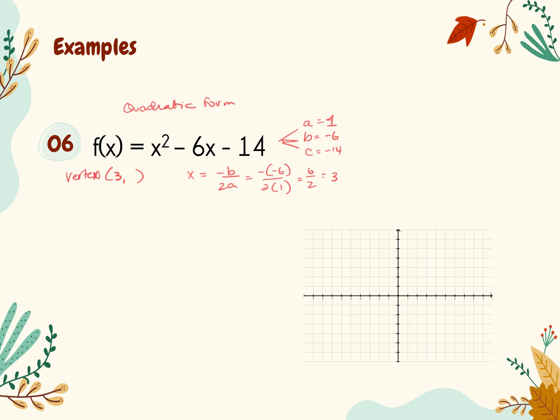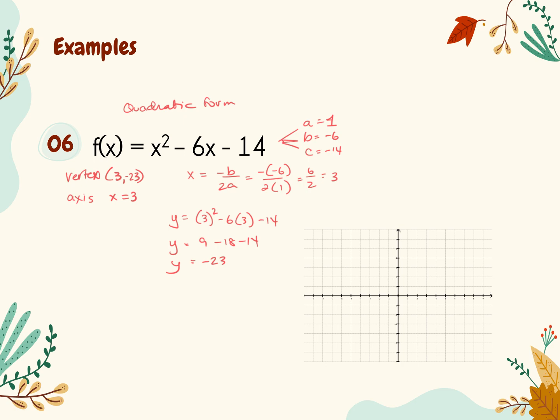So now I have to find the y value of my vertex, and what I have to do is plug 3 in for all the x values. So y equals 9 minus 18 minus 14, or minus 23. So that is my vertex, (3, -23). My axis of symmetry is the equation x equals 3.